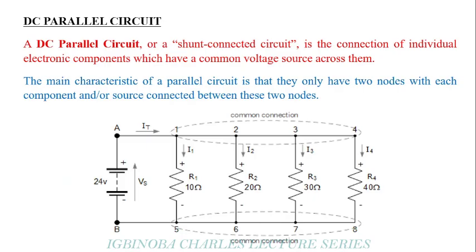DC parallel circuit. A DC parallel circuit, or a shunt connected circuit, is the connection of individual electronic components which have a common voltage source across them. So when various electronic components have a common voltage source across them, we can say they are connected in parallel. For example, this is your voltage source and this resistor is connected in parallel with this, and with this. So if you place your voltmeter between node 1 and 5, or 2 and 6, or 3 and 7, or 4 and 8, you will notice that the voltage is the same at each point.